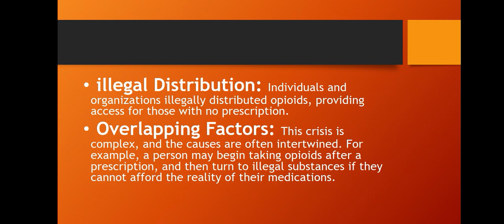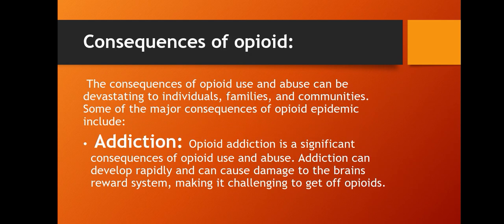Consequences of opioids: the consequences of opioid use and abuse can be devastating to individuals, families, and communities. Some of the major consequences of the opioid epidemic include addiction. Opioid addiction is a significant consequence of opioid use and abuse. Addiction can develop rapidly and can cause damage to the brain's reward system, making it challenging to get off opioids.